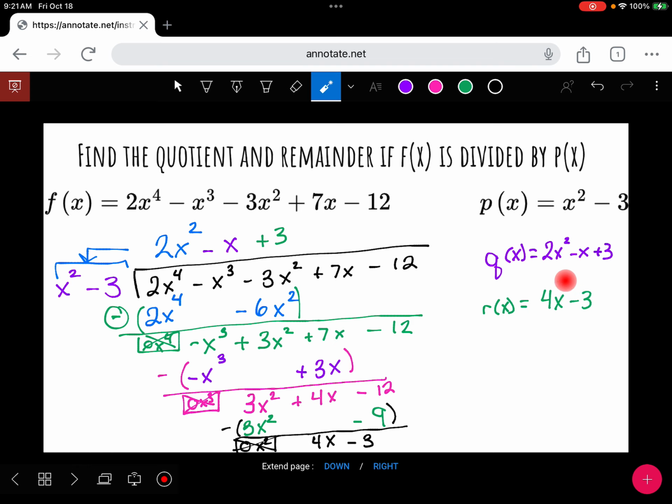Our remainder always needs to have a smaller degree than our p, what we divided by. That was what that definition was trying to tell us at the bottom. If our remainder does not have a smaller degree, then something went wrong, or you stopped too soon.